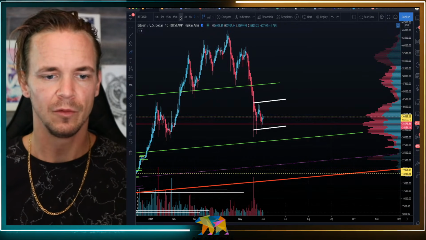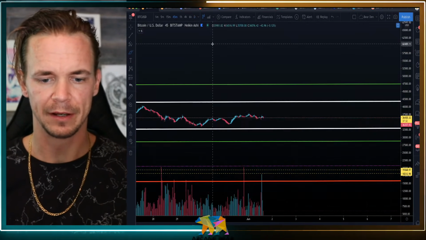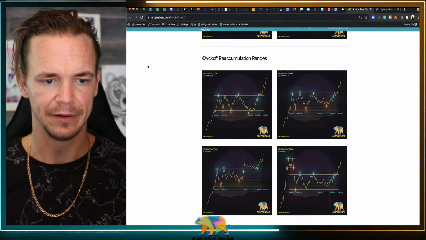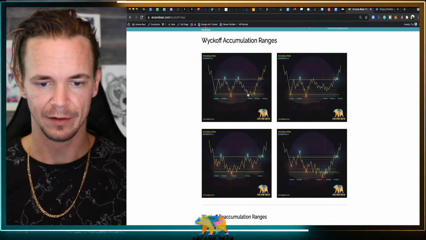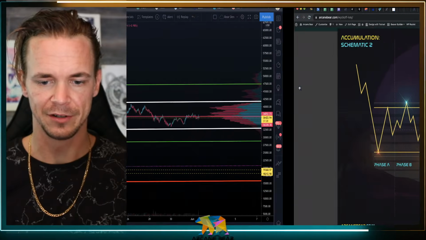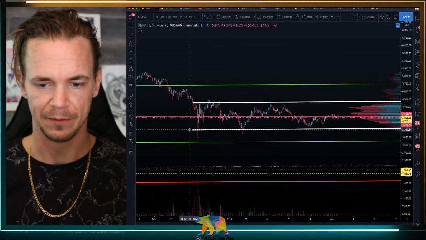So we can look at a smaller time frame, like a 45-minute, and we can start to imagine very clearly here that maybe this is a reaccumulation schematic, something like schematic 1, or probably more similar to schematic 2. Again, look how similar these might be, right?